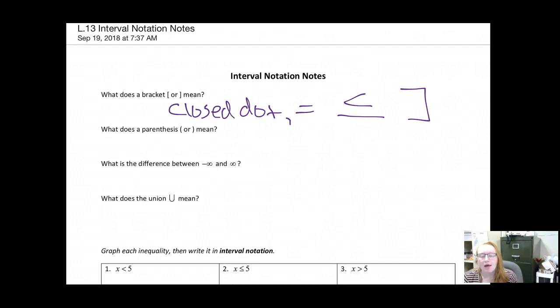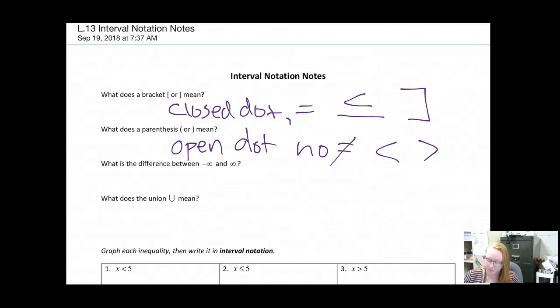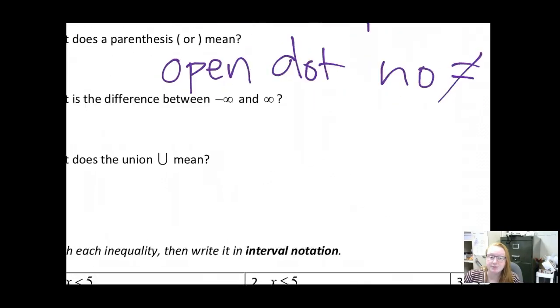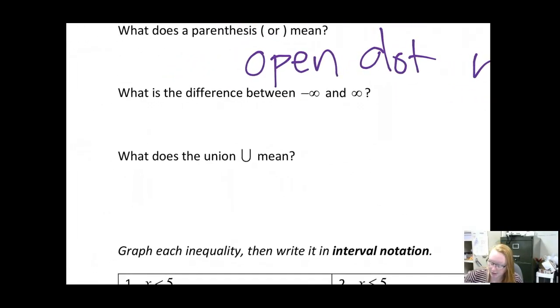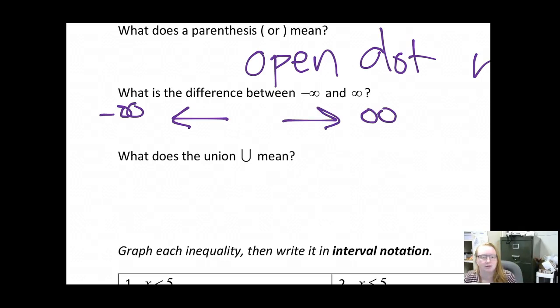Okay. A parenthesis means an open dot in your graph, or it means that there was no equal sign of any sort. So it was just a less than, just a greater than, it might have even been a not equal. Okay. The difference between negative infinity and positive infinity is that negative infinity is all the way over here to your far left. It's in the negative portion. And positive infinity is all the way over here to your far right. It's in that positive portion.